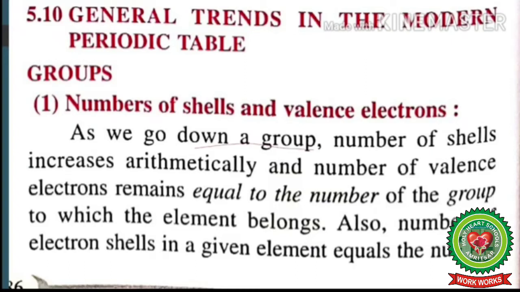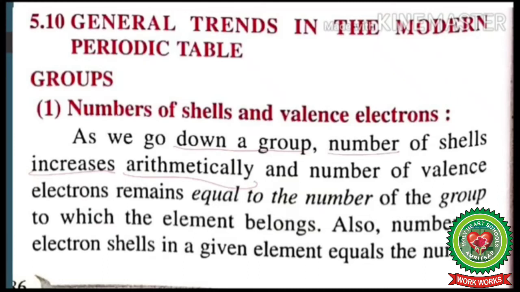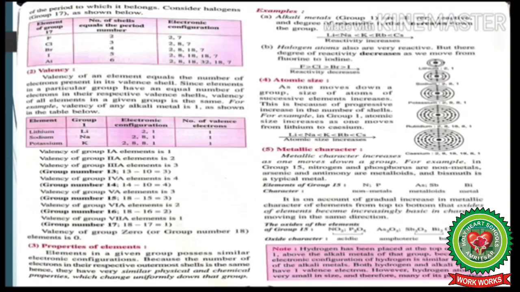As we go down a group, the number of shells increases arithmetically and the number of valence electrons remains equal to the number of the group to which the element belongs. Also, the number of electron shells in a given element equals the number of the period to which it belongs.